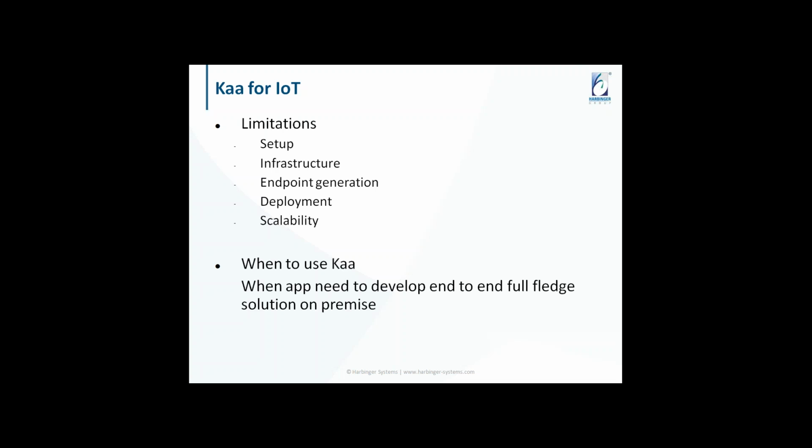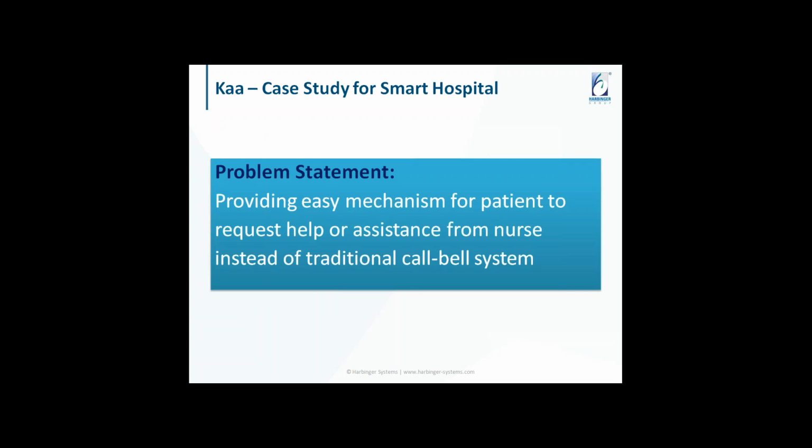We have used the Kaa platform for a smart hospital solution. There was one requirement which we had from a prospect, which was within the hospital system, they wanted an easy mechanism for the patients allocated in various hospital rooms to request help or assistance from a nurse. They wanted an automated way to request help or support instead of the traditional call bell system which is present in various hospitals.